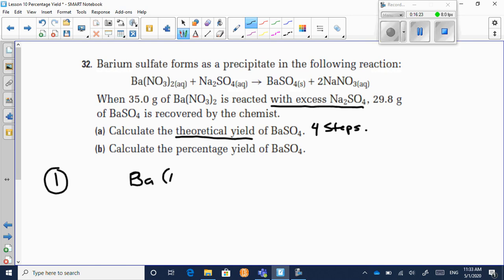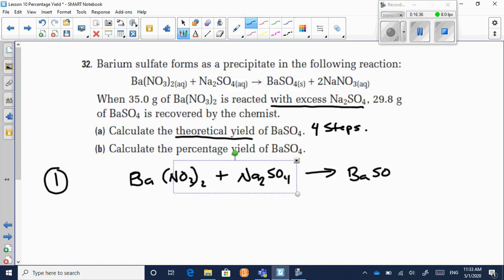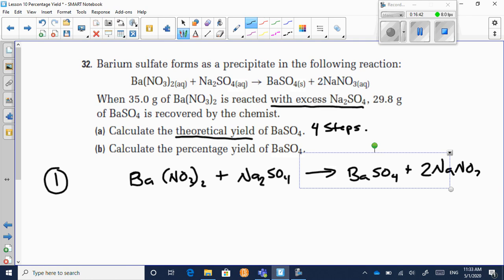So barium nitrate plus sodium sulfate produces barium sulfate plus 2 sodium nitrates. Okay, so that's the reaction. We're not done step number 1 until we write down what we've been given.